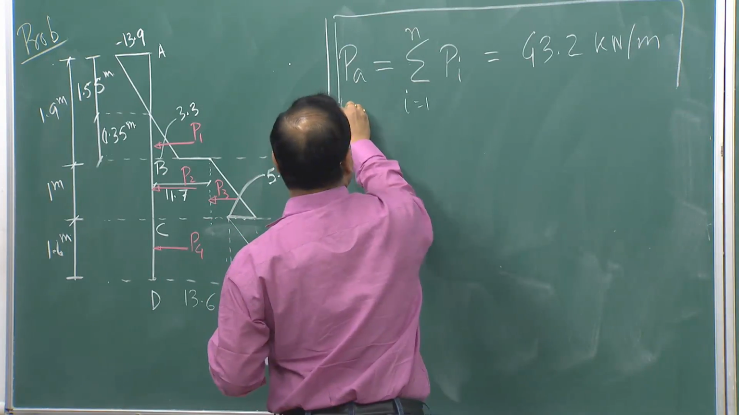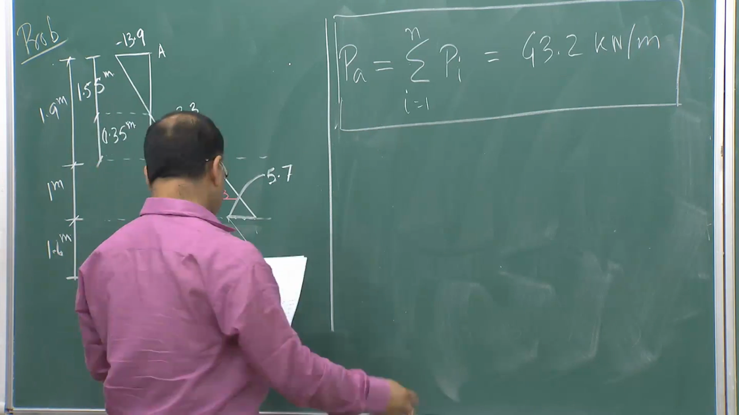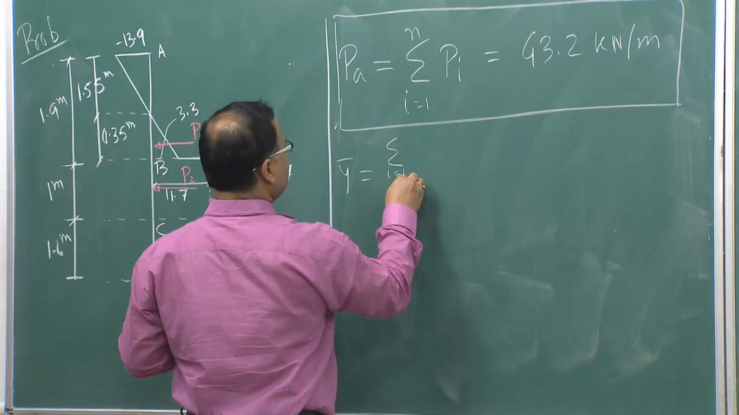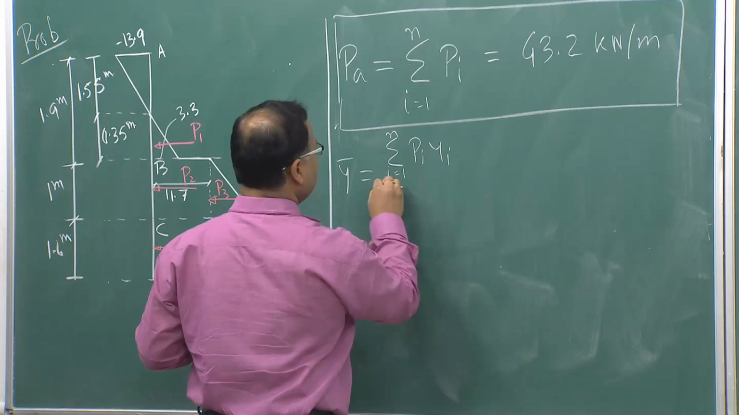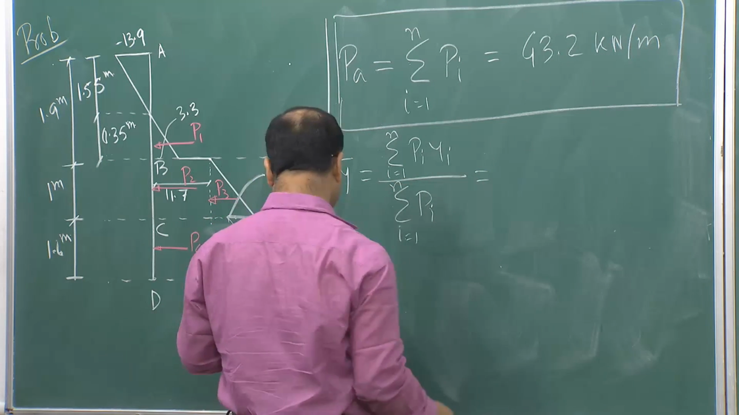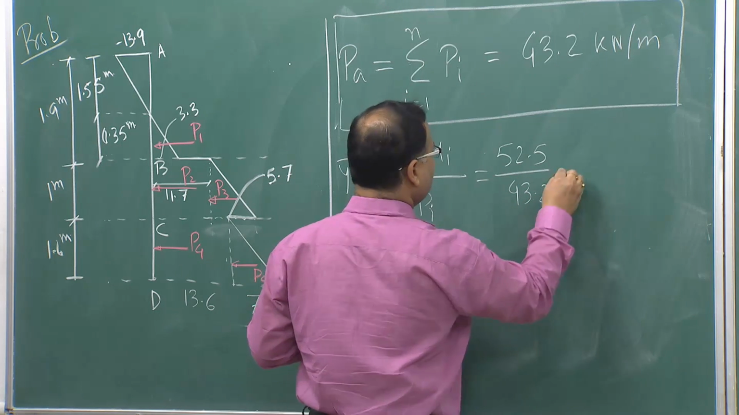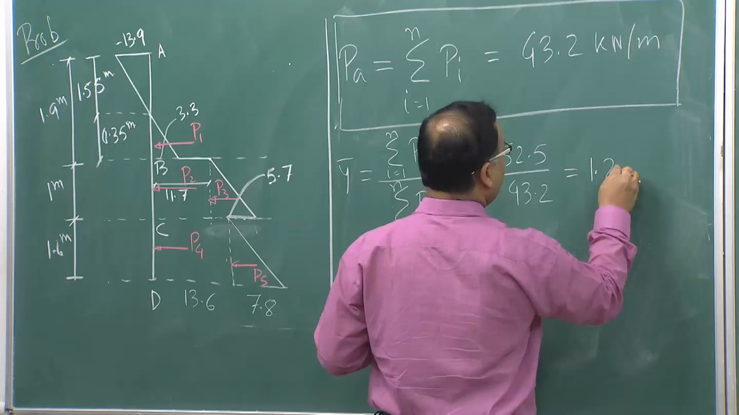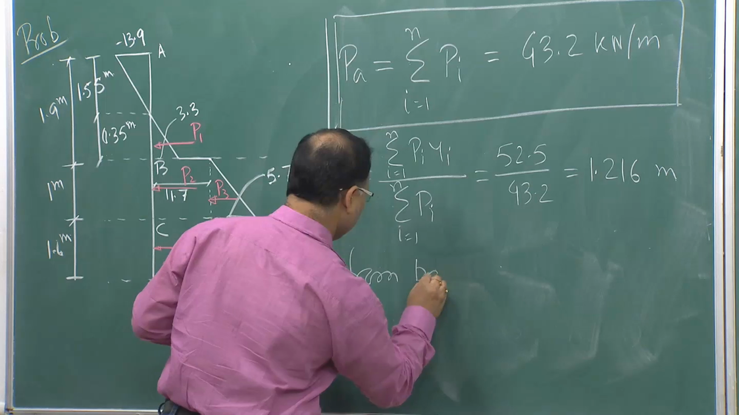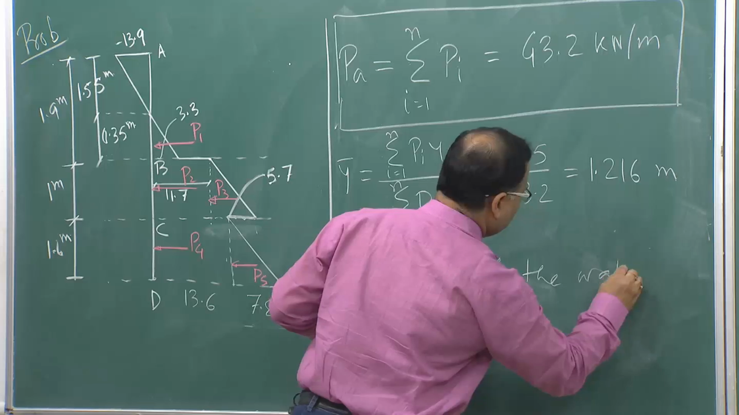That means P1 plus P2 plus P3 plus P4 plus P5, okay. And Y bar, that is nothing but summation i equal to 1 to n of Pi Yi divided by summation i equal to 1 to n of Pi, which gives me 52.5 by 43.2, that is nothing but 1.216 meter from the base of the wall.